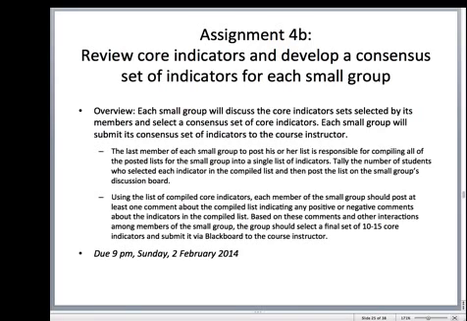Assignment 4B, to be completed after assignment 4A, is to review core indicators and develop a consensus set of indicators for each small group. So each of the small groups, the members of those small groups will have access to the set of indicators developed by each member of the small group.